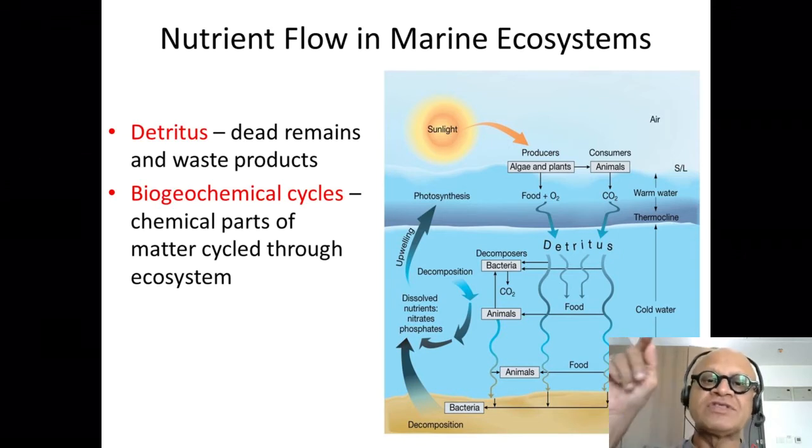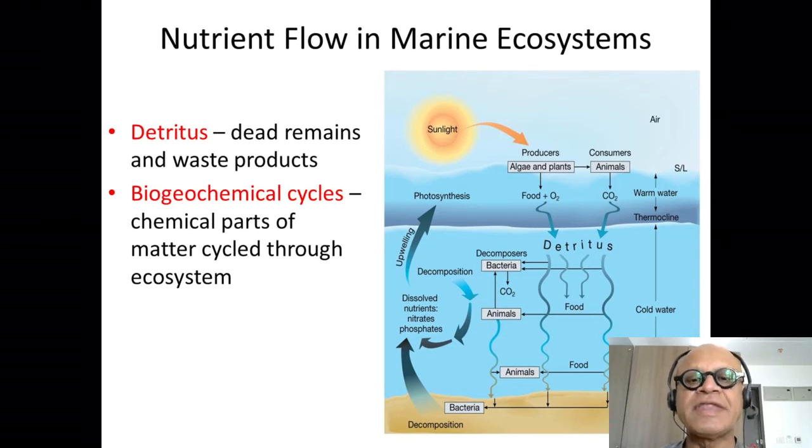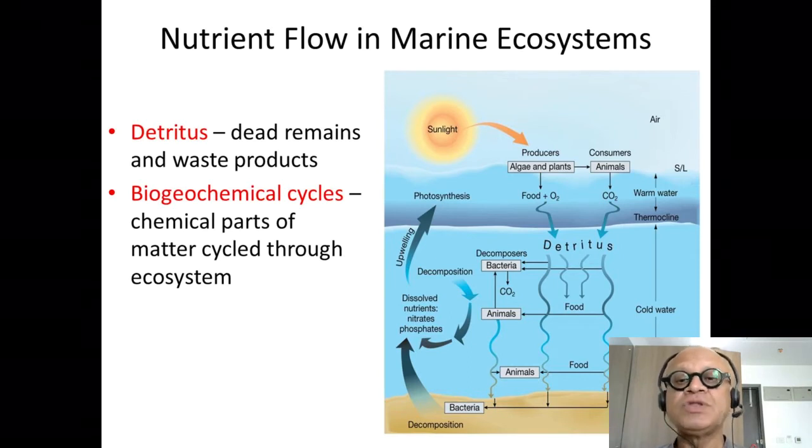So nutrient flow is cyclic, and detritus or dead remains and waste products are the kind of material that are also recycled back. That is just a form of organic matter, hydrocarbons, for example. So biogeochemical cycles are the chemical parts of this matter that are cycled through the system. We mentioned the keyword before, biological pump. So this is a good schematic to show the biological pump.